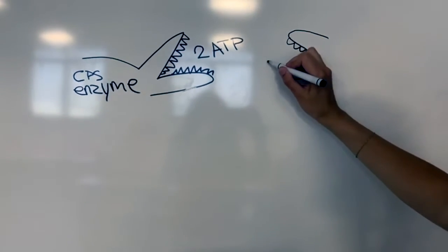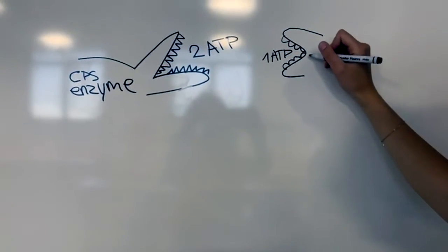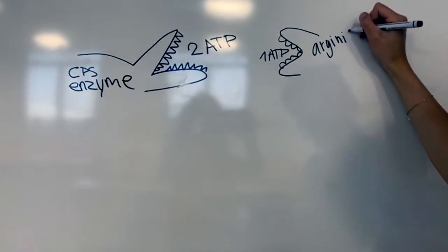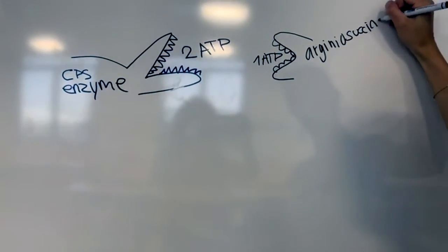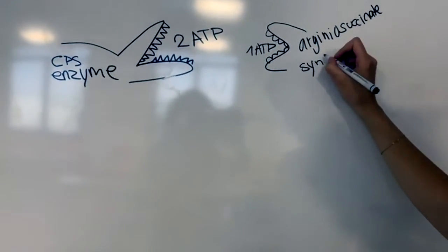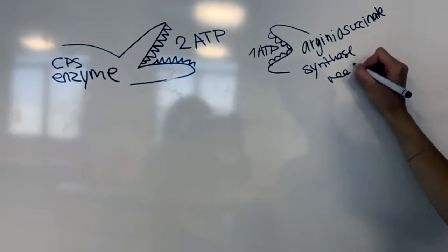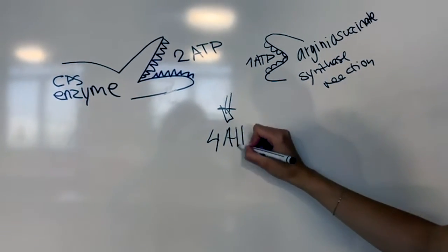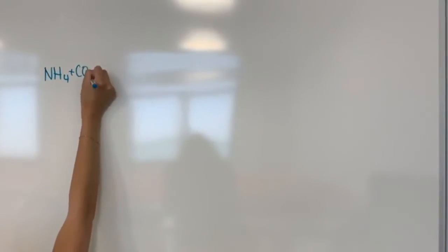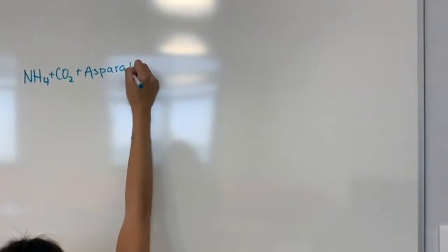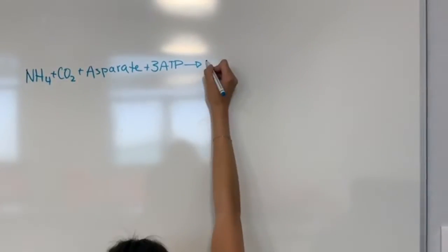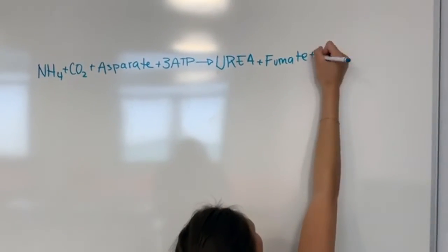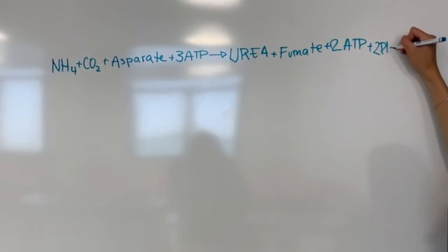The other enzyme that requires energy is the argininosuccinate synthetase reaction, which is the third step in the cycle, which requires 1 ATP, but in actuality it's equivalent to 2 ATP because you're actually converting ATP into AMP. The ultimate cost of making a molecule of urea is 4 ATPs. The overall equation of urea formation is NH4 plus CO2 plus aspartate plus 3 ATP, which gives you urea plus fumarate plus 2 ADP plus 2 Pi plus AMP plus PPi.